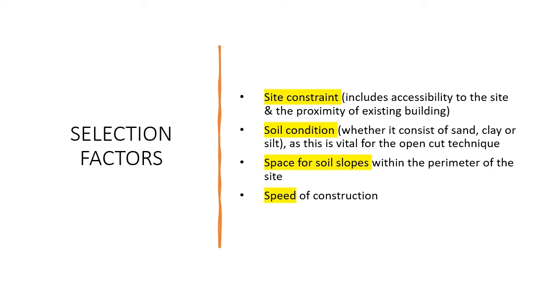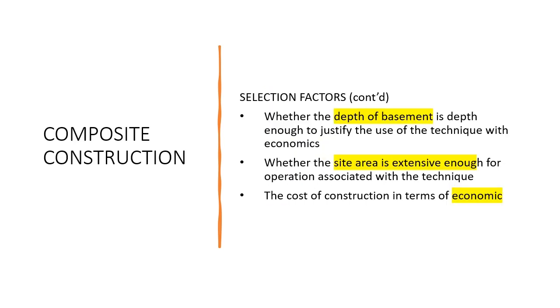And then space for soil slopes within the perimeter of the site and the speed of construction. Contohnya macam open cut techniques, it is slow because it is very conventional. However, we have other techniques yang lebih cepat and maybe lebih cost effective. Whether the depth of basement is deep enough to justify the use of technique with economic, or maybe kalau kita perlukan basement yang more than 2 floors, we can consider using top down ataupun composite method. Whether the area is accessible enough for operation associated with the techniques and the cost of construction in terms of economics.